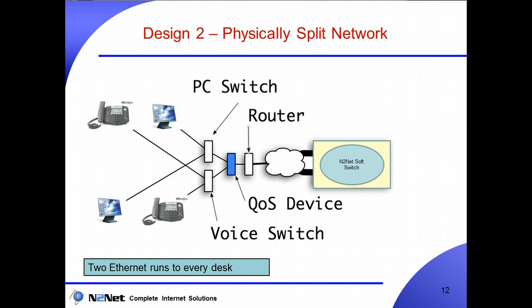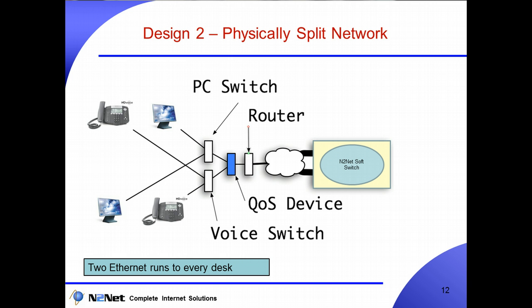Sometimes we'll see people do a completely physically split network where they run two Ethernet jacks or two Ethernet runs to every single desk. This typically isn't practical, and I'll see it usually when there's a new office construction build out and they really want to separate the LAN for one reason or another.